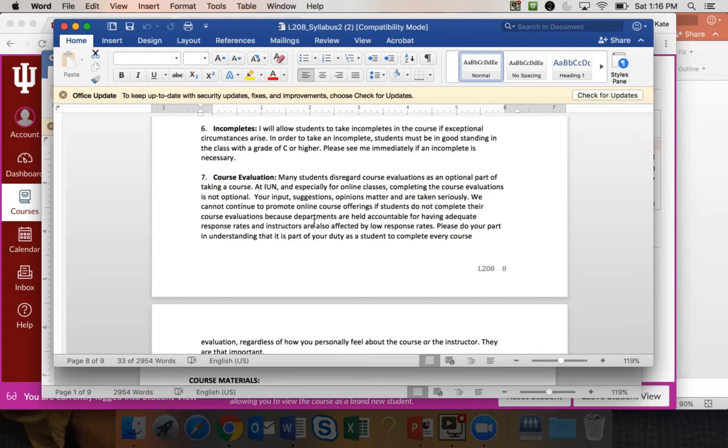We can't continue to promote online course offerings if students don't complete their course evaluations, because departments are held accountable for having adequate response rates, and instructors are affected by low response rates. So please understand at the end of the semester that it's part of your job to complete the course evaluation.